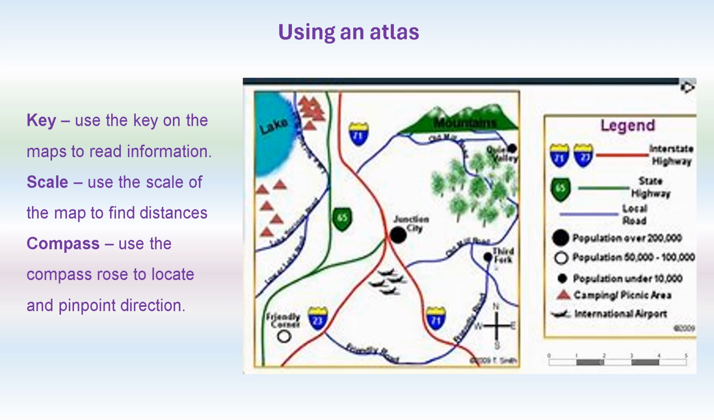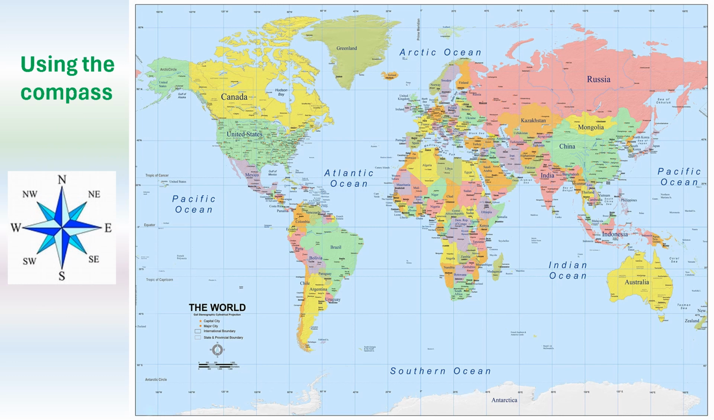If I want to know how far do I need to drive from Junction City to the camping site, you are going to use the scale. But we'll do that in another video when we will do distance and scale. Now let's look at the compass specifically. The compass basically gives you direction.